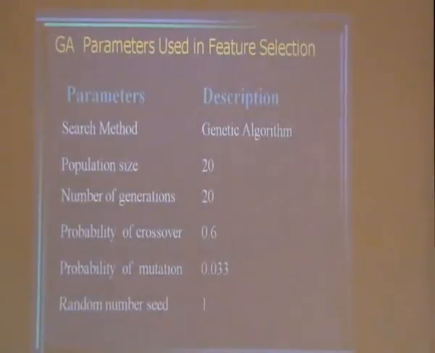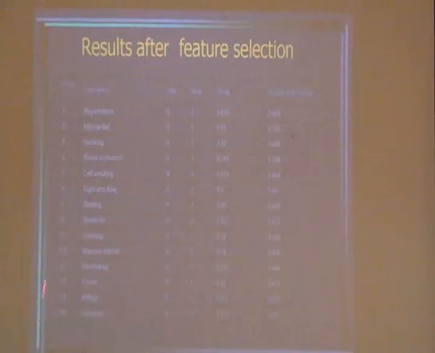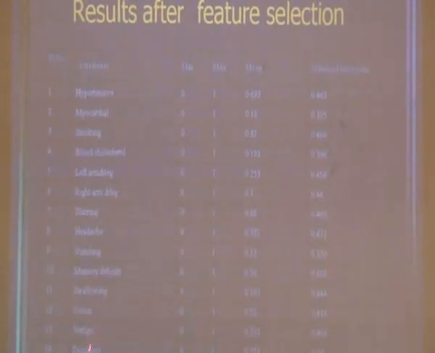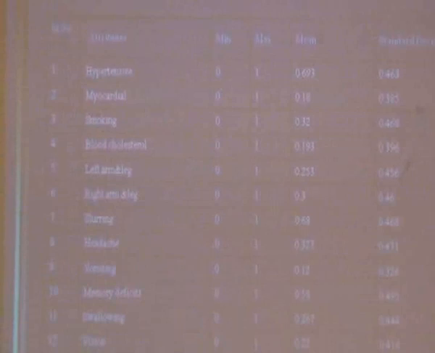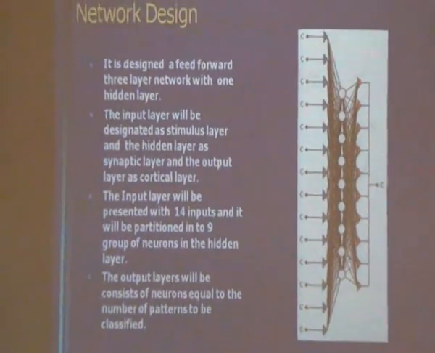After that, what was the output here? 14 features are selected out of 20 features. These 14 features are really contributing to this problem. The remaining 6 features are not contributing anything, so they are removed. So after that, the neural network.